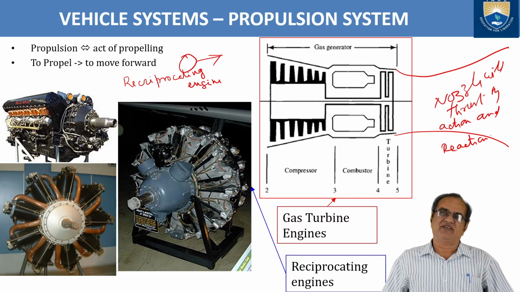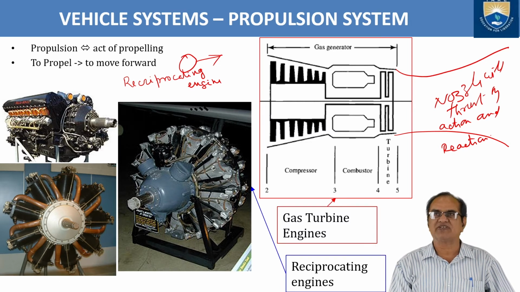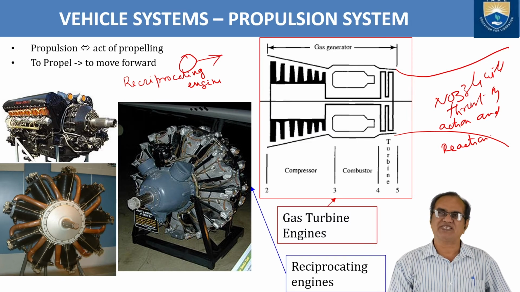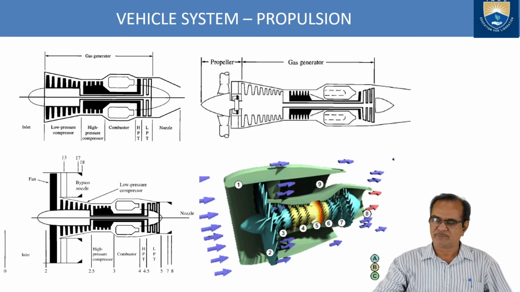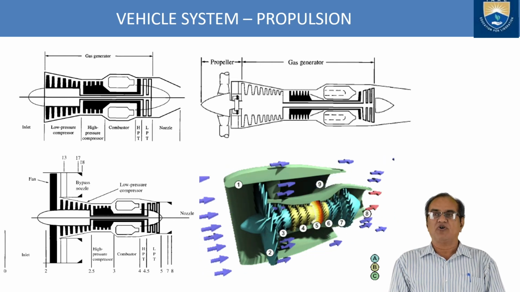So these are the two basic types of propulsion system which are used in aircraft. One is the reciprocating or piston engine, another is the rotary engine or gas turbine engine, and they have some advantages and disadvantages. In due course of time, I will explain about this. Now I will talk about the propulsion systems of the turbo engine. Here we have the gas generator, the first one. Here we have a jet engine.